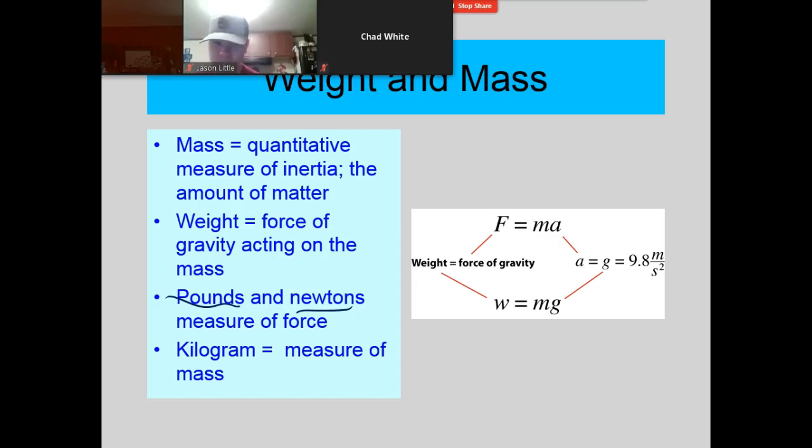Kilogram, though, measures mass, and I think I asked this in the last class. I don't know if any of you remember what was the unit of mass in the U.S. customary system. Does anyone recall?